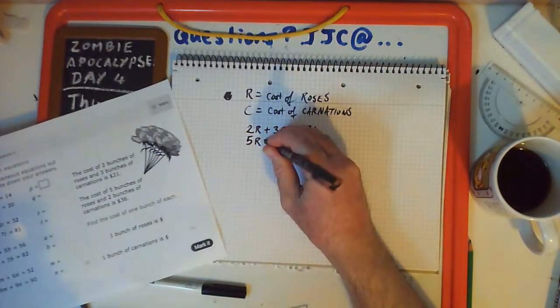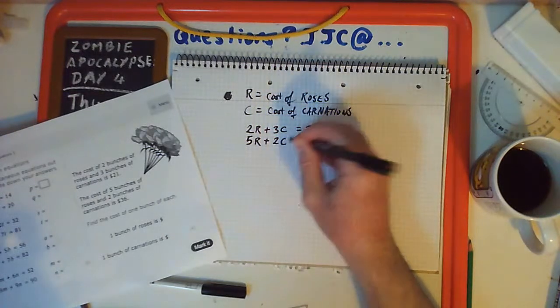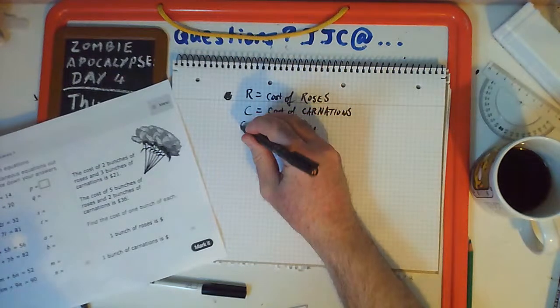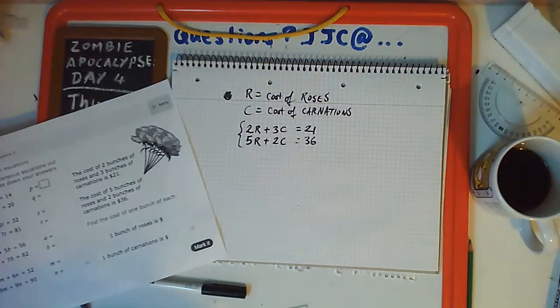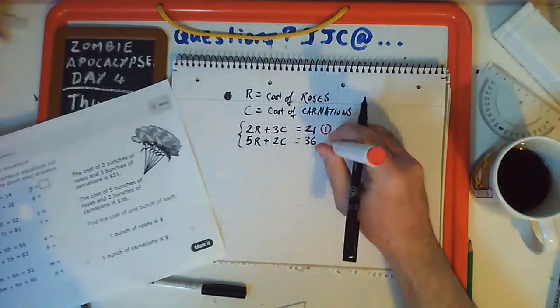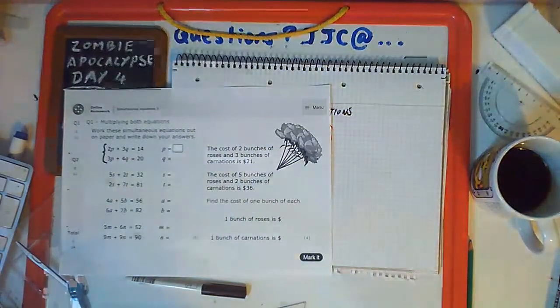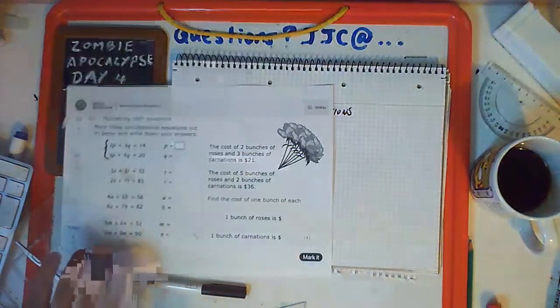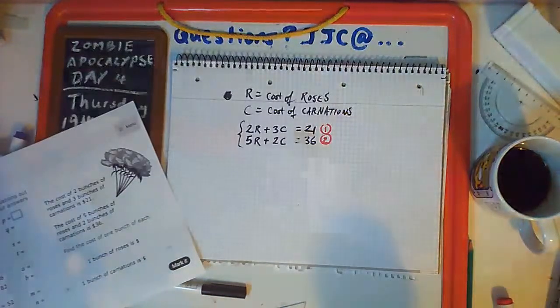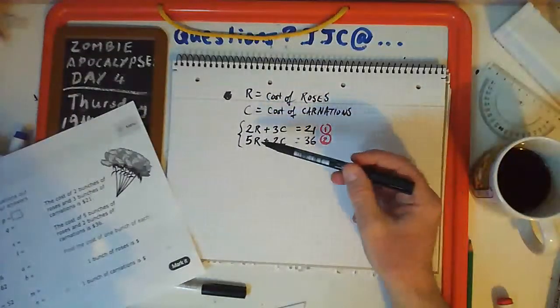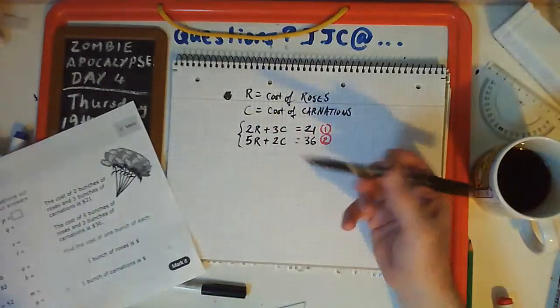5 roses plus 2 carnations equals 36. So that's 2 pieces of information that have given us 2 equations in two unknown things, R and C. So once we've got from the words to an equation, then it looks very much the same as all of the other questions. So 2R plus 3C equals 21, 5R plus 2C equals 36.